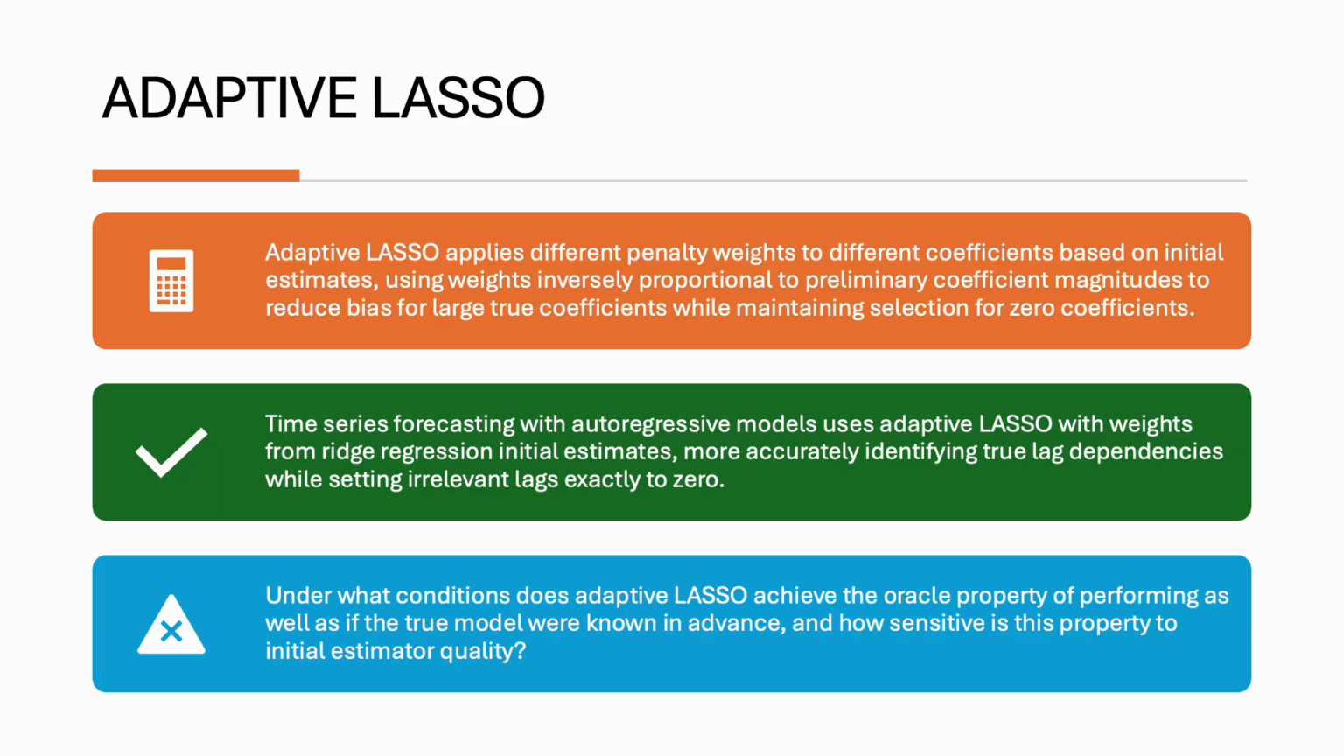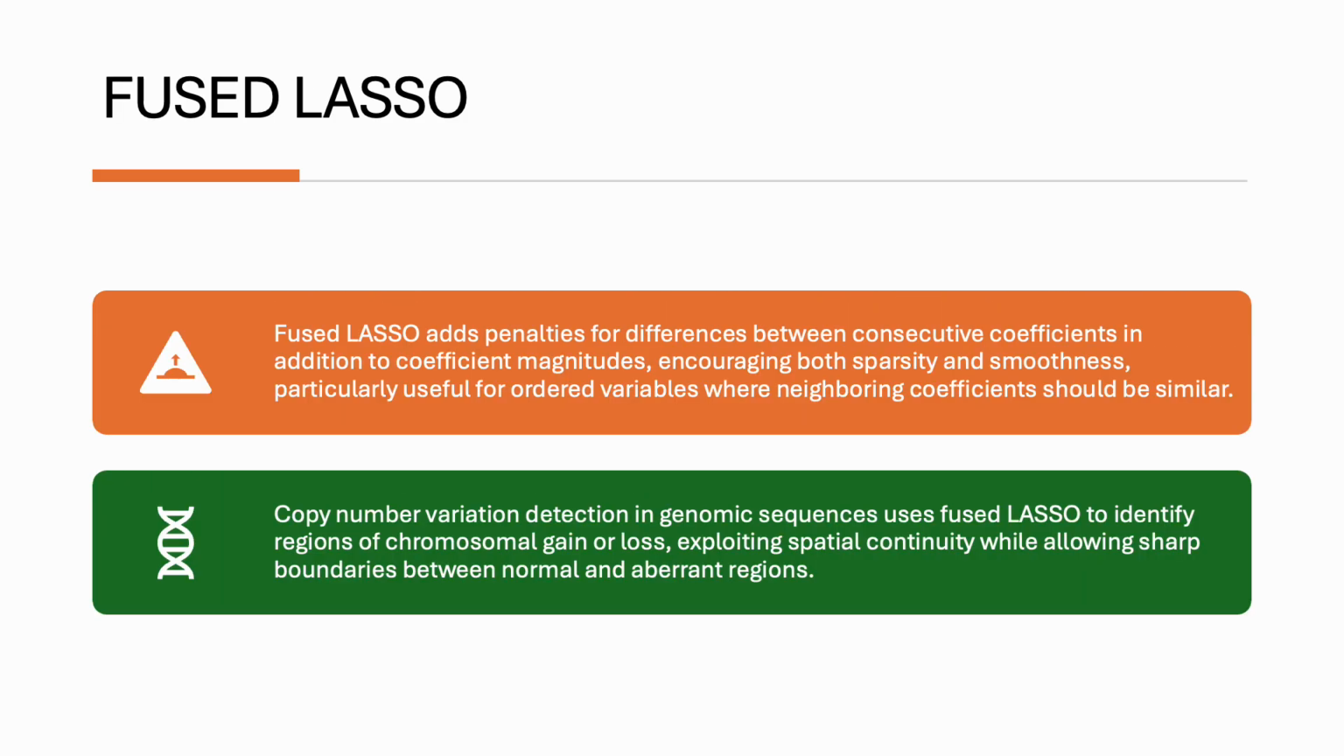So, here is a research question that I would like to pose for you to ponder. Under what conditions does adaptive lasso achieve the oracle property of performing as well as if the true model were known in advance, and how sensitive is this property to initial estimator quality? So conduct Google Scholar research and find out the answer for your extended understanding.